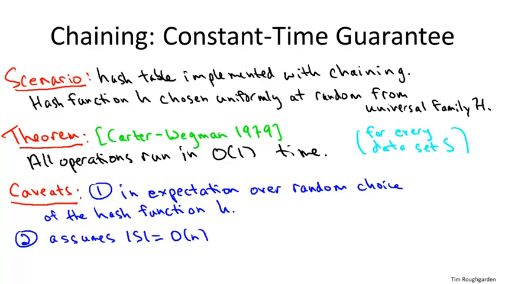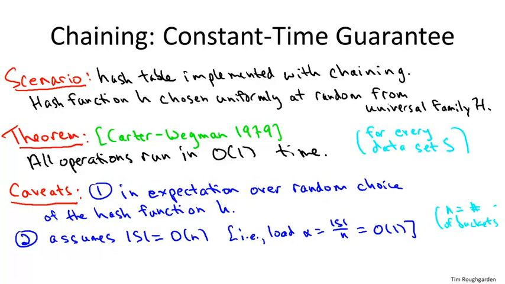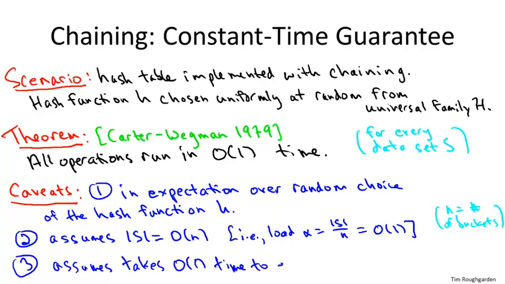That is, the load, alpha, the number of objects in the table divided by the number of buckets, should be constant for this theorem to hold. And finally, whenever you do a hash table operation, you have to invoke the hash function on whatever key you're given. So in order to have constant time performance, it better be the case that it only takes constant time to evaluate your hash function. And that's something we also discussed in the previous video when we emphasized the importance of having simple universal hash functions, like those random linear combinations we discussed in the previous video.